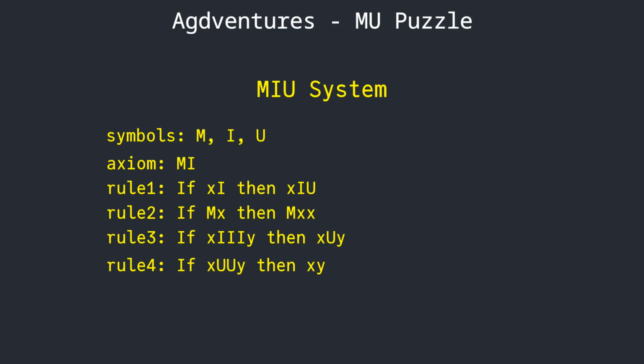The MIU system consists of strings composed of three symbols, M, I, and U. There is one given string, MI. There are four rules. Rule 1 says that if a string ends with an I, we can append U to it. Rule 2 allows us to duplicate anything that follows an M. Rule 3 says that if we find three I's in succession, we can replace them with a U. And finally, Rule 4 allows us to remove a pair of U's.